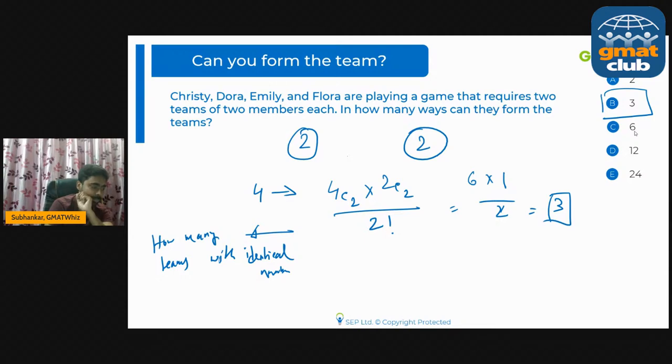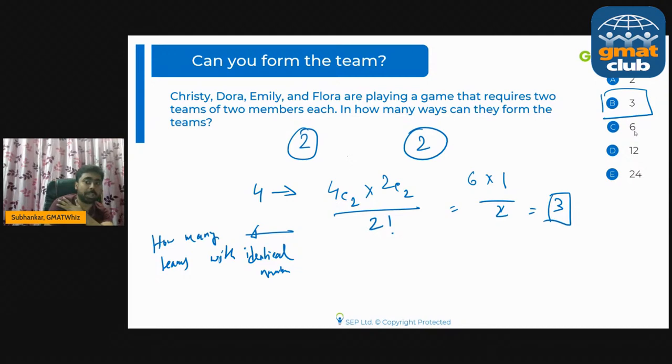Does that make sense? So what is the trigger point? Are you forming identical teams in terms of numbers? If yes, then there is a chance of multiple counting if you simply form a team like 4C2 into 2C2. I'll solve one more question on a similar thing, but in a different setup, we'll solve another question on that.